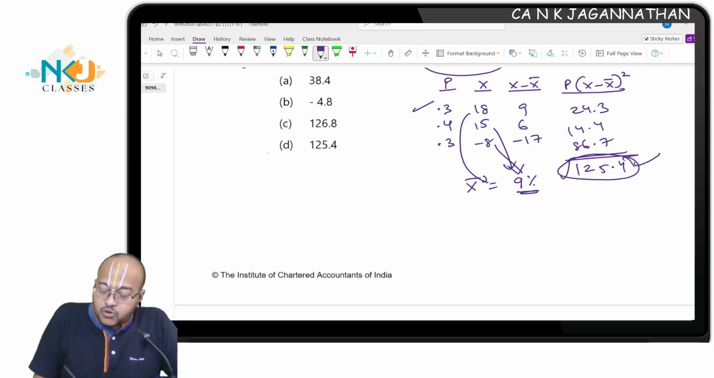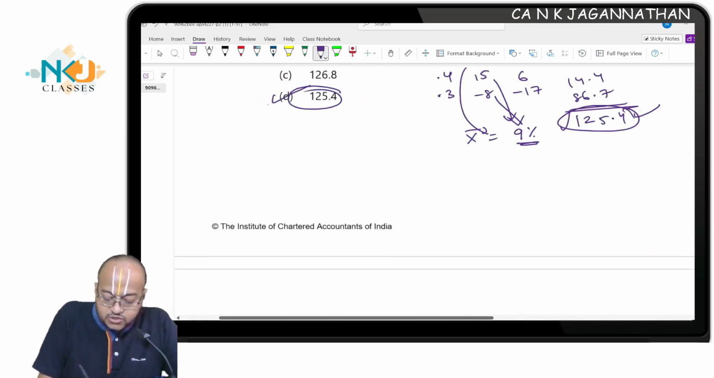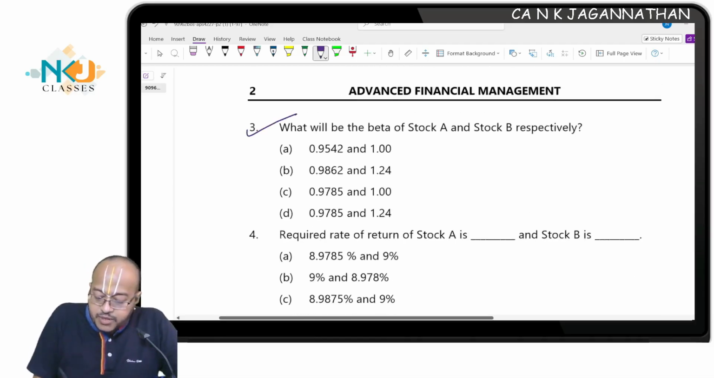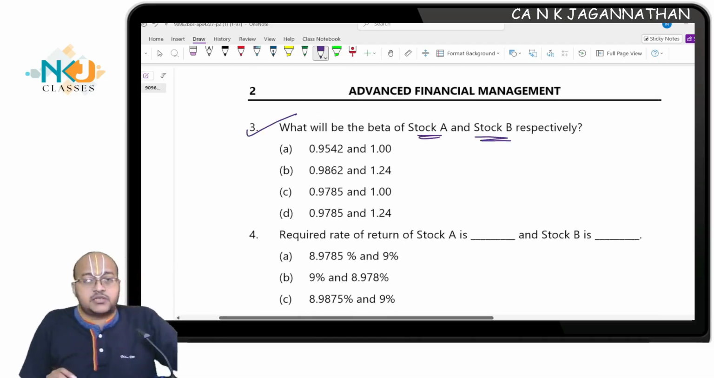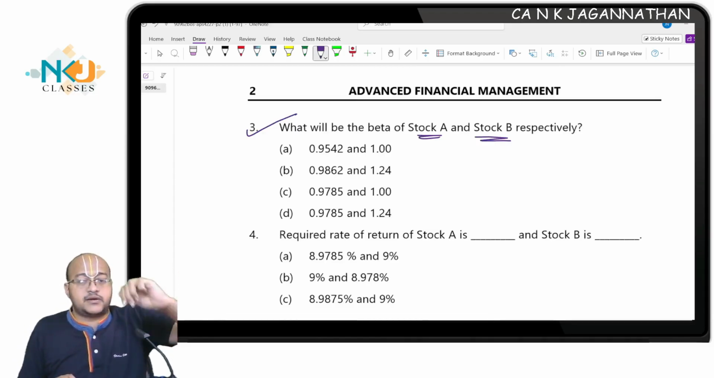Okay, the question is asking about variance, so 125.4 is the solution. Are you all comfortable? Next, question number 3. What will be the beta of stock A and stock B? See, there are 6 formulas for beta, I told you. 3 under the correlation method, 3 under regression.